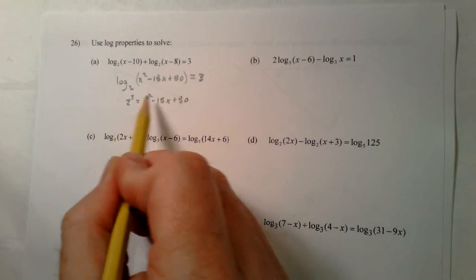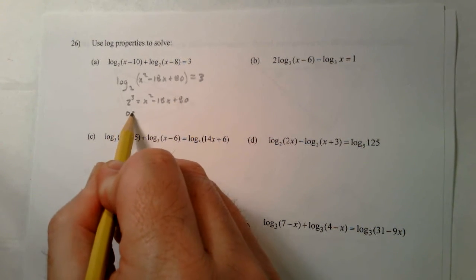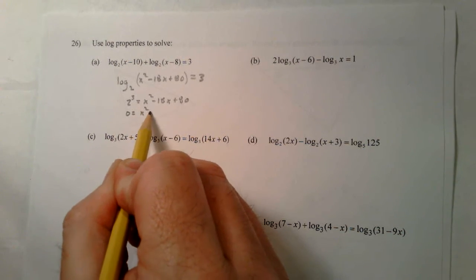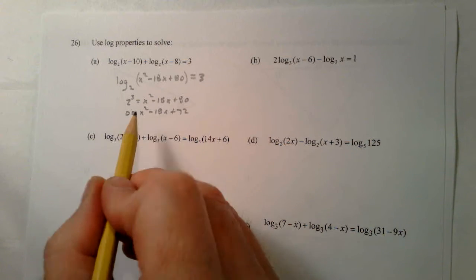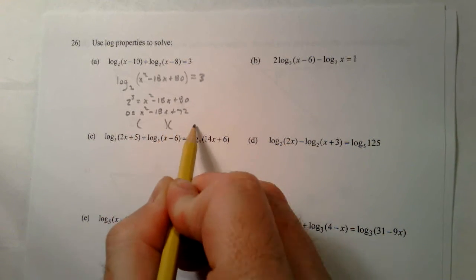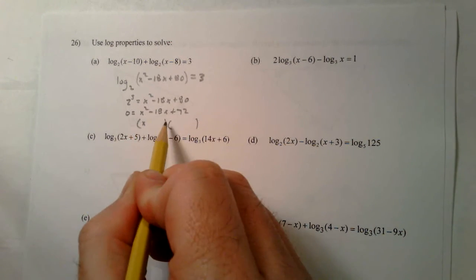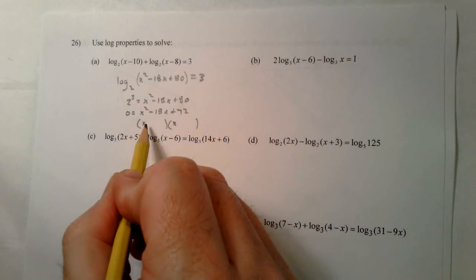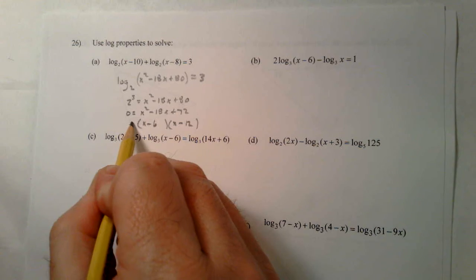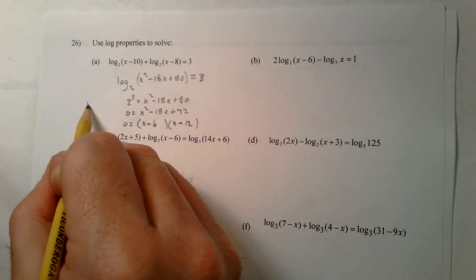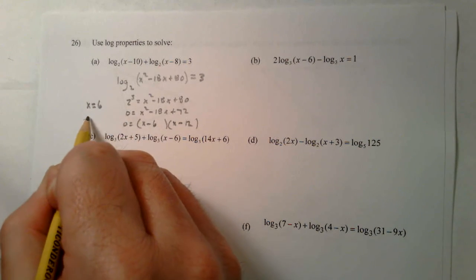This is the number 8. I'll bring that number 8 over by subtracting it. 72. Then we dive into our factoring. X minus and x minus. It's like a 6 and a 12. And so far, our 2 answers are a 6 and a 12.